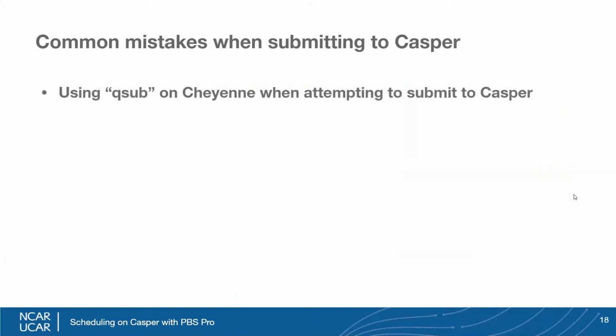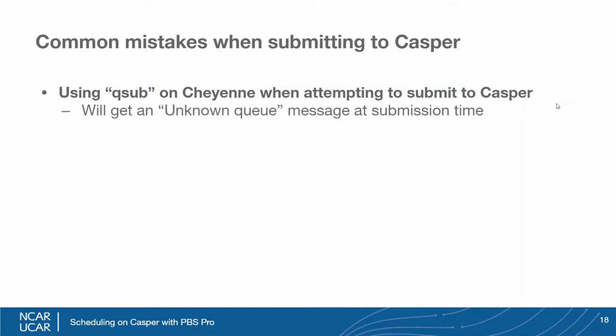So just to wrap up, I like to give a heads up on some things that we've already seen when users are migrating. Using qsub on Cheyenne when attempting to submit to Casper is going to produce an error. You'll get an unknown queue message at submission time. That's because you'll be submitting to the Casper queue, but the Casper queue doesn't exist on the Cheyenne server. So you need to run the qsub Casper version.